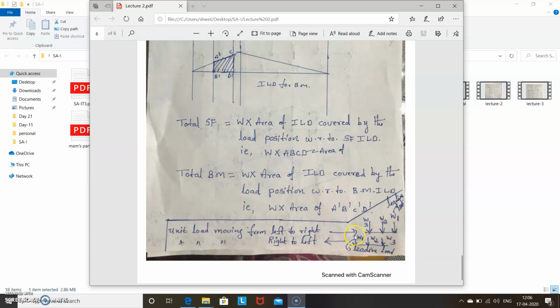Just see this, you have to be very clear regarding this. Left to right, this is the first position; this load is the leading load. If it is moving from right to left, this is the leading load. These two things you have to remember. Just go through whatever I have done till now properly. Then we'll start the problems. Then only you will understand. Otherwise, it is very difficult. Okay, thank you.